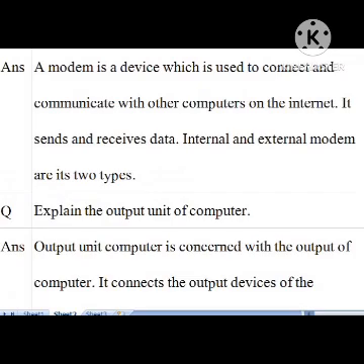What is modem? Next question, class 6 computer. A modem is a device which is used to connect and communicate with other computers on the internet. It sends and receives data. Internal and external modem are its two types.